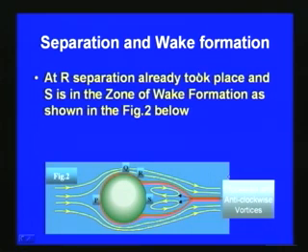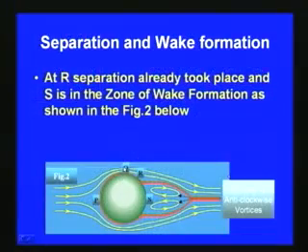As far as separation and wake formation is concerned, depending upon various parameters, such as whether the cylinder is smooth or rough, the boundary layer formation as well as the boundary layer separation changes. So, now with respect to the flow over a sphere or cylinder in 2 dimensions, which we have seen in the previous slide.